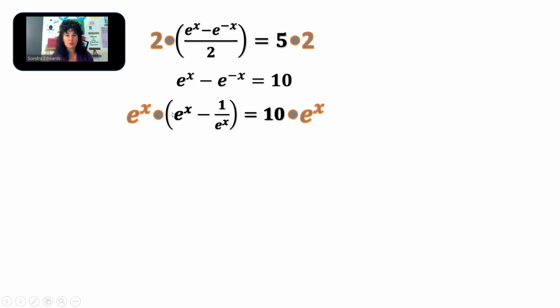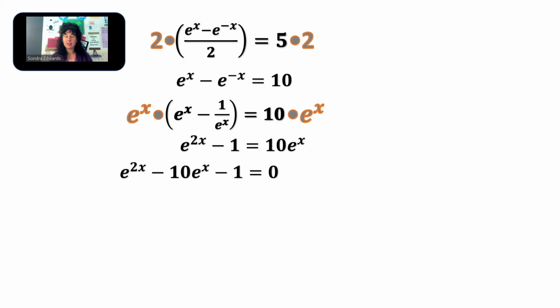Distributing e to the x through, e to the x multiplied by e to the x. Like bases, you add exponents. So x plus x is 2x. e to the x times 1 over e to the x, the e to the x's cancel, and I get just minus 1. Now still kind of stuck, right? Well, a lot of equations, we always move things to one side equal to 0. Let's give that a try. And we're still maybe a little stuck.